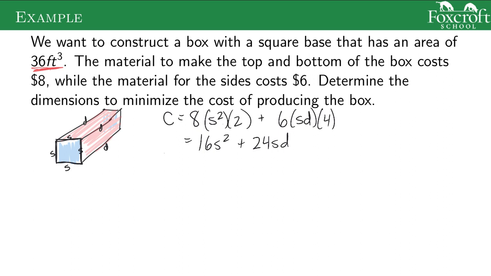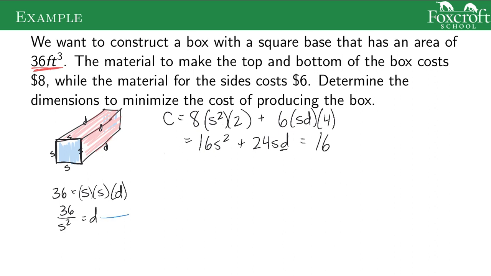All right, so what is the 36? That's the volume of the box. The volume of the box is the side times the side times the depth, right? There's 3 dimensions that make up the volume of a box. I want to replace the D because that's the easiest one to replace, since there's only one of them. So I'm going to solve this for D. 36 over S squared equals D.